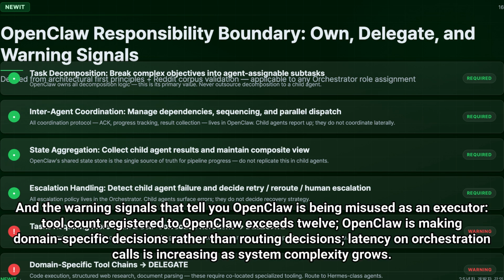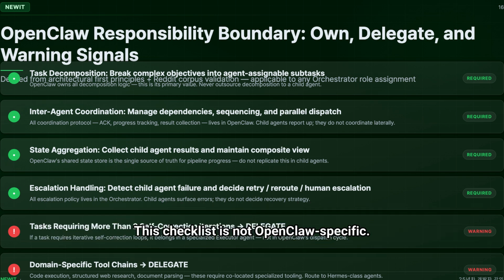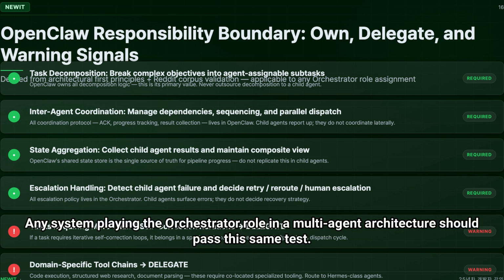And the warning signals that tell you OpenClaw is being misused as an executor: tool count registered to OpenClaw exceeds 12. OpenClaw is making domain-specific decisions rather than routing decisions. Latency on orchestration calls is increasing as system complexity grows. This checklist is not OpenClaw specific. It is a general orchestrator role specification. Any system playing the orchestrator role in a multi-agent architecture should pass this same test.